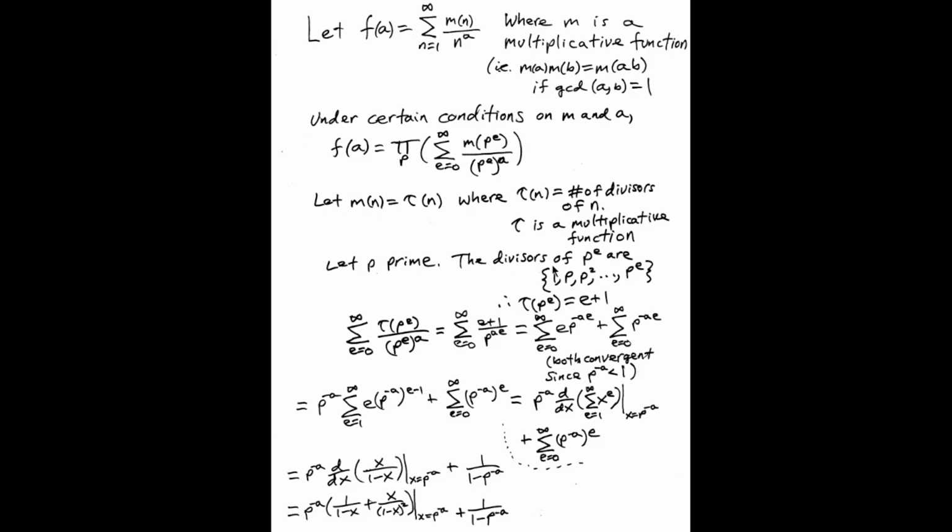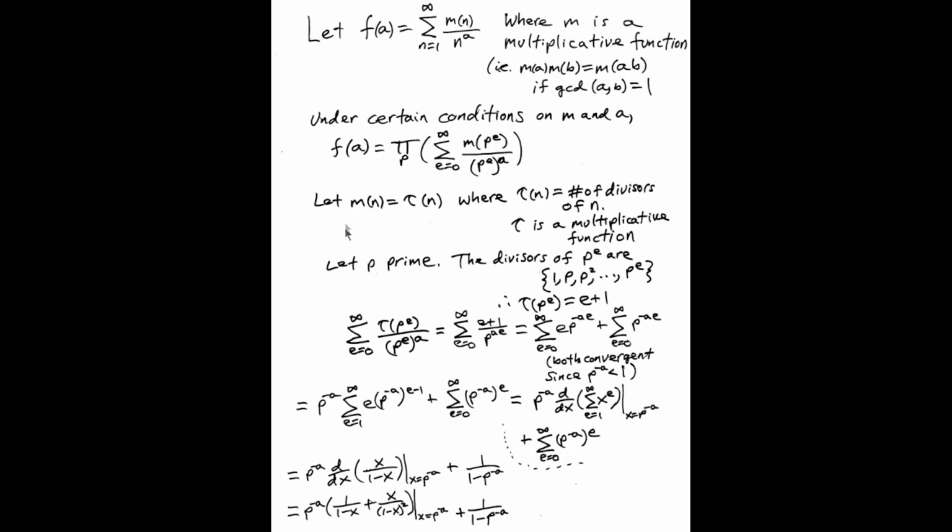The divisors of p to the e are, of course, 1, p, p squared, all the way up to p to the e. So therefore, tau of p to the e must equal e plus 1. We have a 1, and then from p to the e is another e of them. So in total, there are e plus 1 divisors.